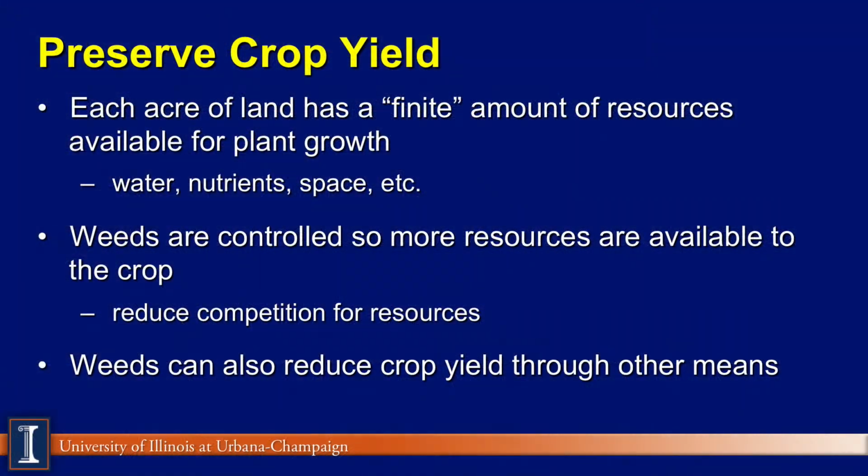When we talk about preserving yield potential, one easy way to think about the concept of this is that every acre of land that we farm, that we grow corn on, has only a finite amount of resources available to support plant growth. These plants that we consider weeds really have the same requirements for all these resources that the corn crop has, whether it be water, nutrients, space, or whatever. And we simply control weeds so that more of these resources are available to the crop and not lost to the weed itself. This reduces the competition for these resources, making them more available to the crop to express its maximum genetic yield potential.